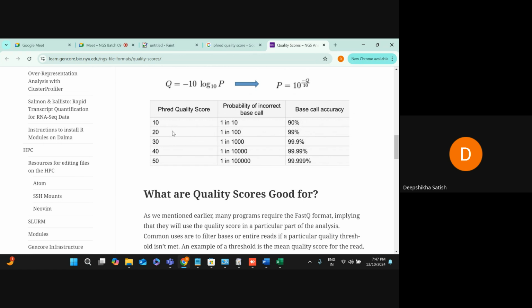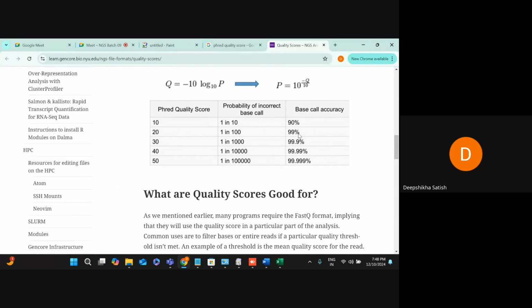But if you increase the Phred quality score to 20, then what happens? The base was read 100 times, and out of 100 times, 99 times the base was read correctly, and one time it showed an incorrect base.